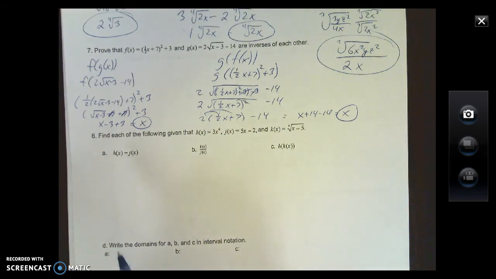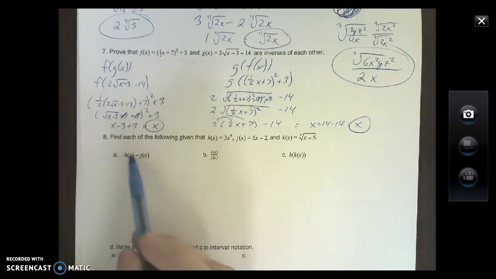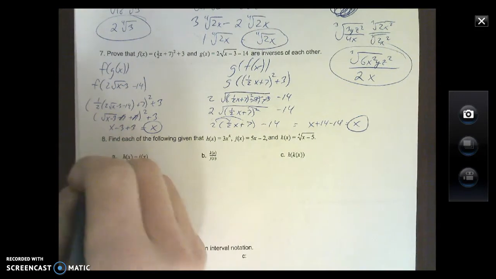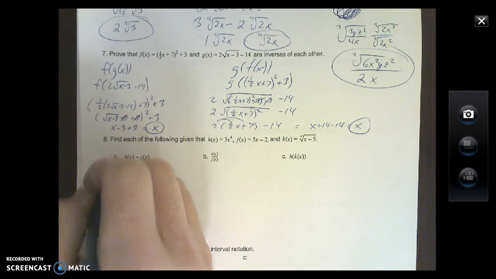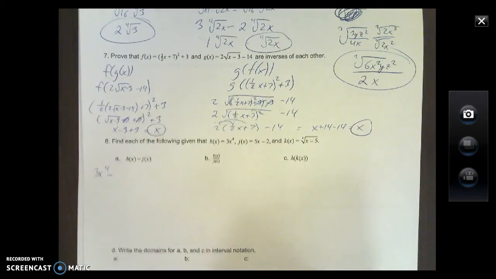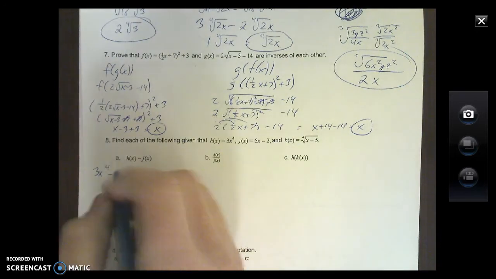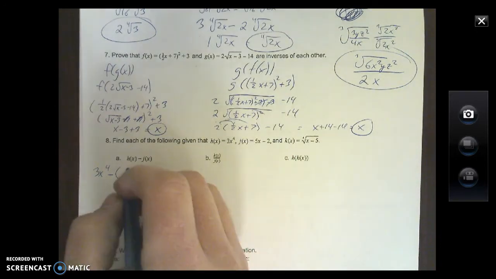Number 8, find each of the following given that h of x, j of x, k of x are the following. What we can do here is, if you look at the first one, each of these is different. The first one is just a minus. Now when you're doing this, your h of x is 3x to the 4th, minus, and when I put in j of x, I have to put parentheses around my j of x, 5x minus 2.